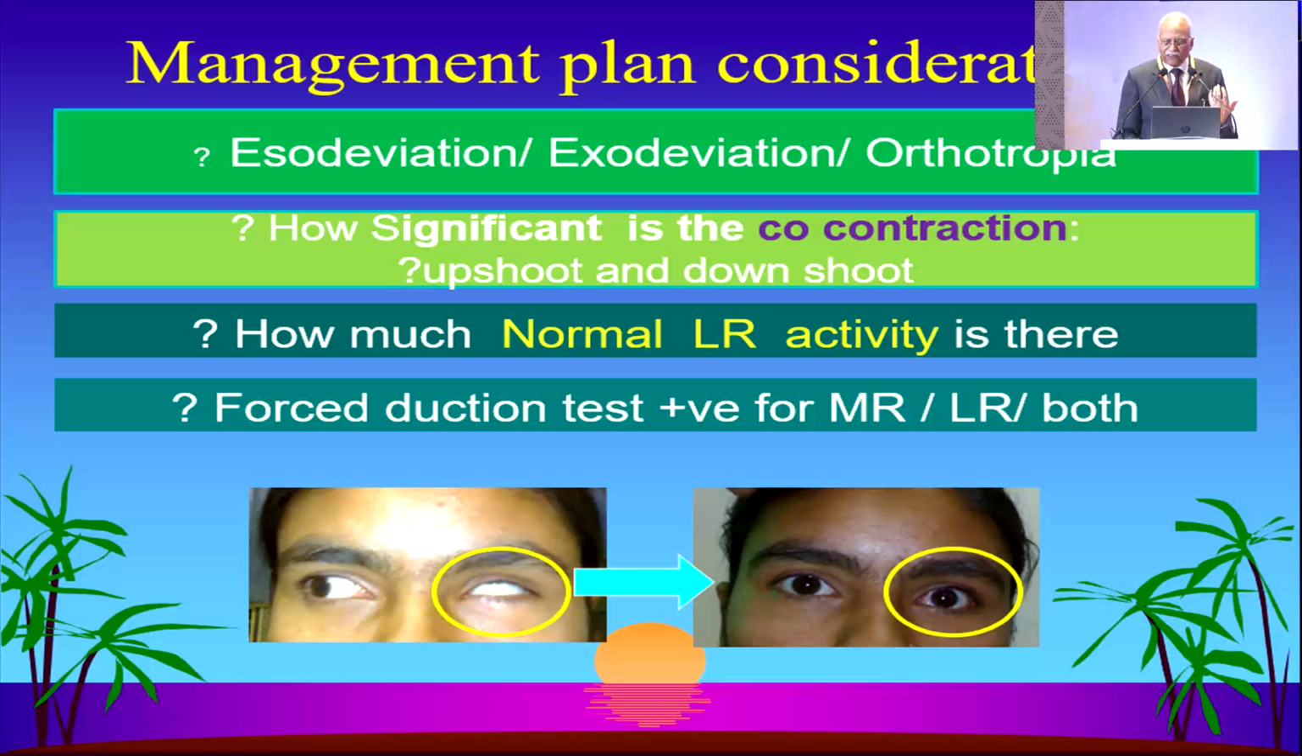How significant the co-contraction is, is what you'll see. How this will be seen is by the upshoots and downshoots. A retraction will always be there because co-contraction is there. But the upshoots and downshoots are there if there is a severe co-contraction. Then thirdly, you see how much is the normal LR activity. And fourth point, look for the force duction test, whether the FDT is positive for both the MR and LR or only for the MR. And accordingly, you will tackle them.